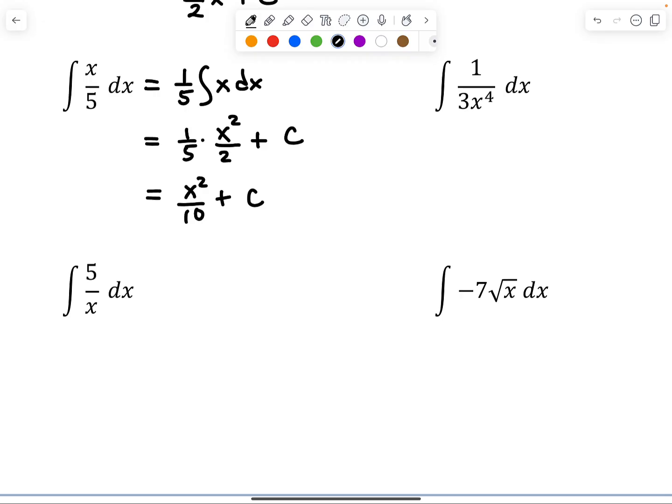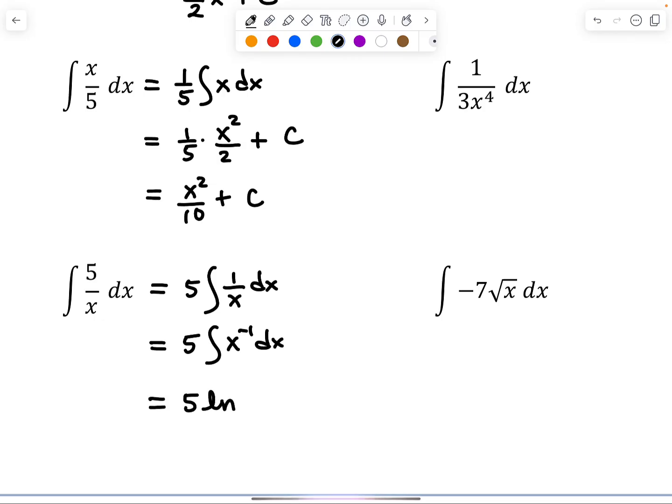Next rule, we have a 5 over x. So we're seeing an x over a constant. Now we're seeing that constant over x instead. Here I'll factor the 5 out. That leaves a 1 over x dx. This is an x to the minus 1. This is the situation where I don't use the reverse power rule, but instead the natural log is required, and it must be absolute value of x, and then plus c.